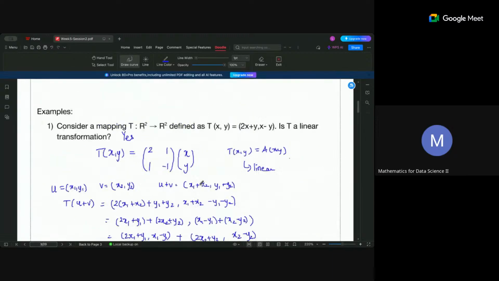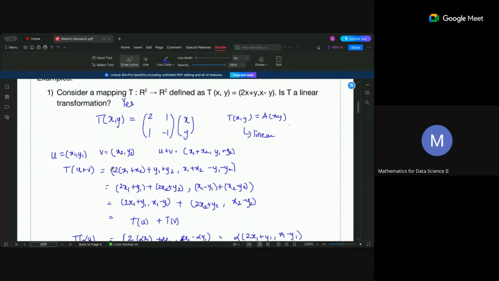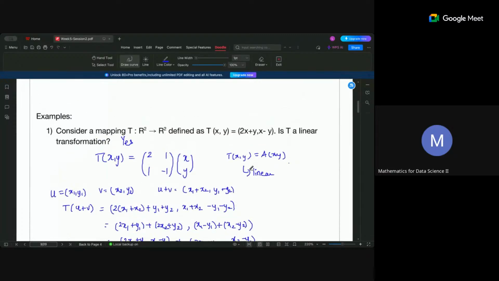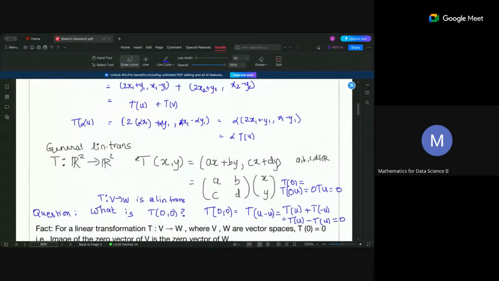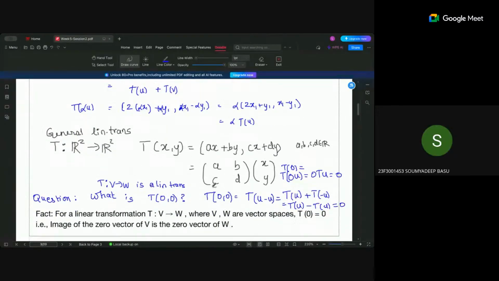But I told you, if you have T from R2 to R2, you don't have to do all these steps. You just have to see whether you are able to see it in this format. At least for R2 to R2, you know that this is a specific format, right?